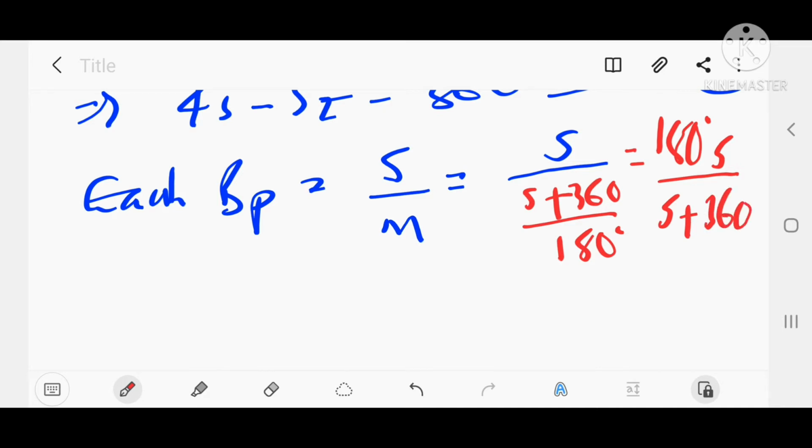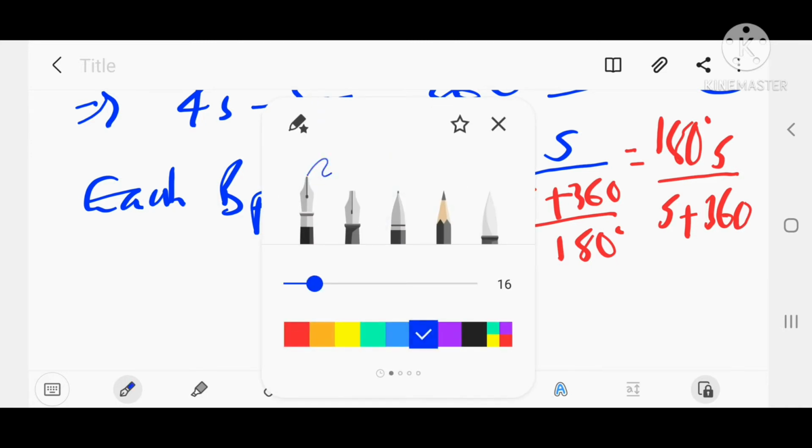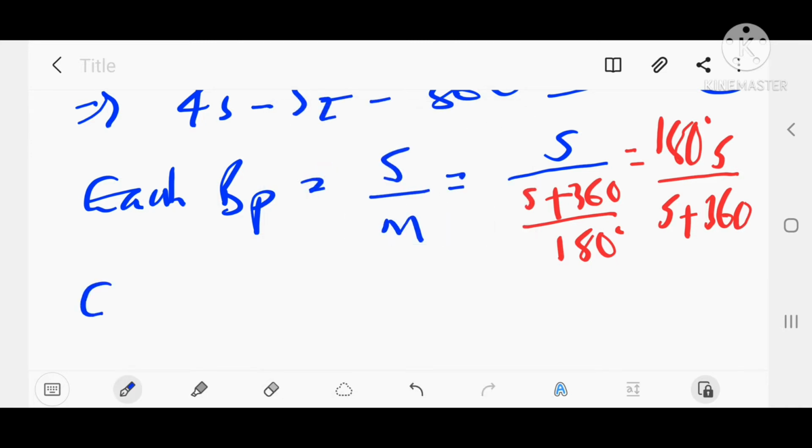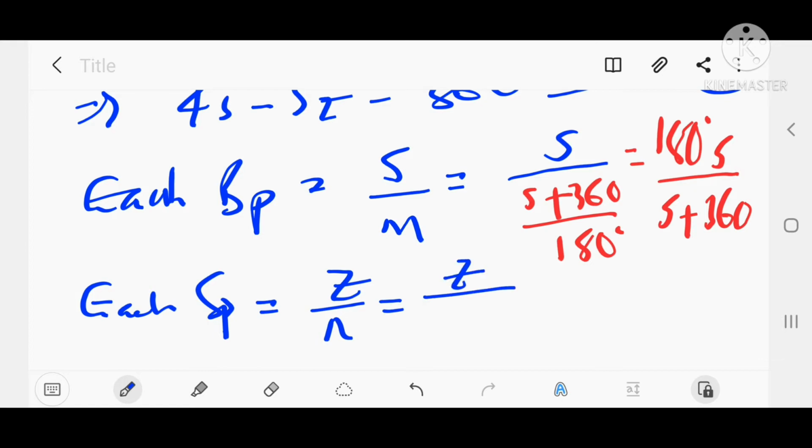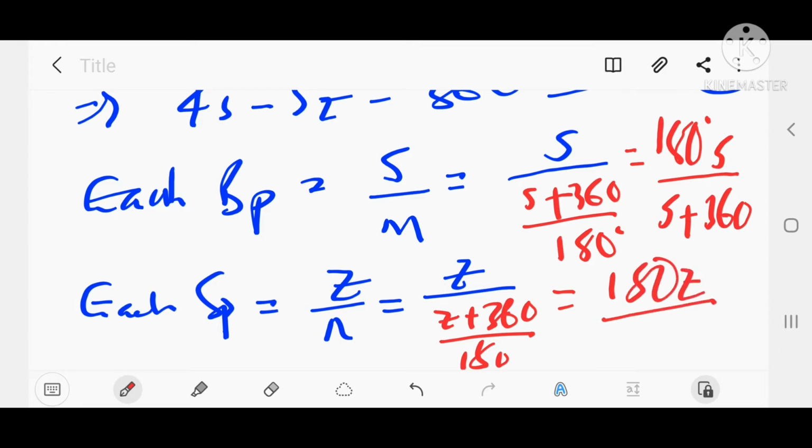We do the same thing for the smaller polygon. Each interior angle for the smaller polygon, we use z, so z on n, which equals z on (z plus 360) on 180. We also simplify it, and we have 180z on (z plus 360).